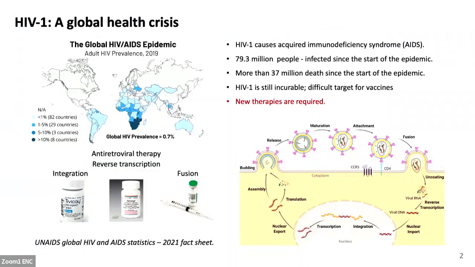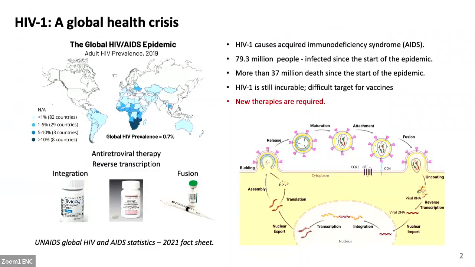So as we all know, HIV is a deadly and widespread retrovirus, and since HIV was reported 40 years ago, 79 million people have been infected with HIV and more than 37 million people have died due to AIDS-related illnesses.